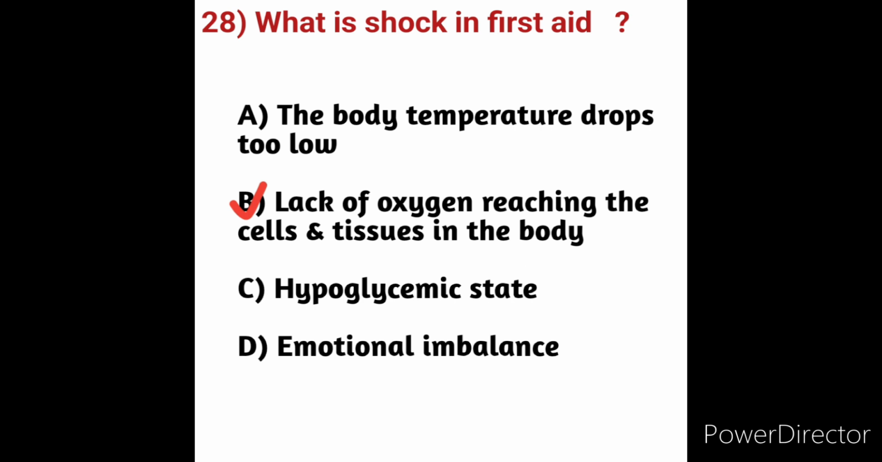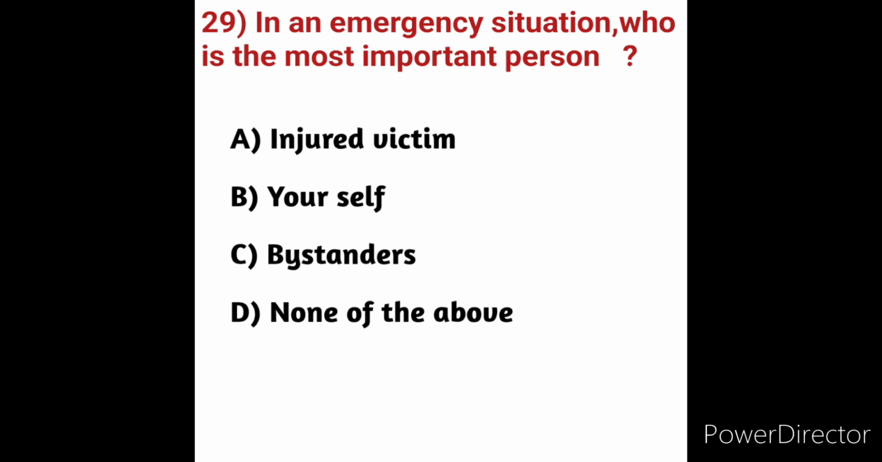Next we will move on to question number 29. In an emergency situation, who is the most important person? We'll see the options. Option A, injured victim. Option B, yourself. Option C, bystanders. Option D, none of the above.